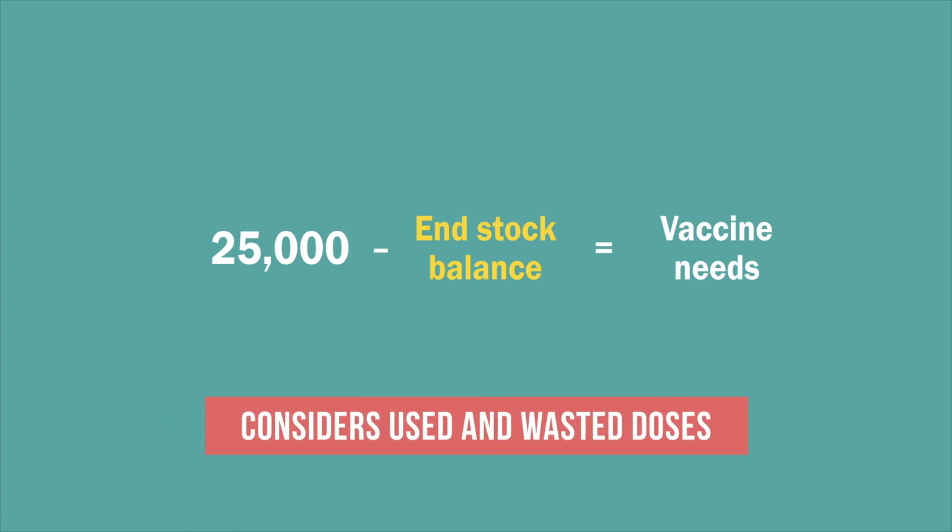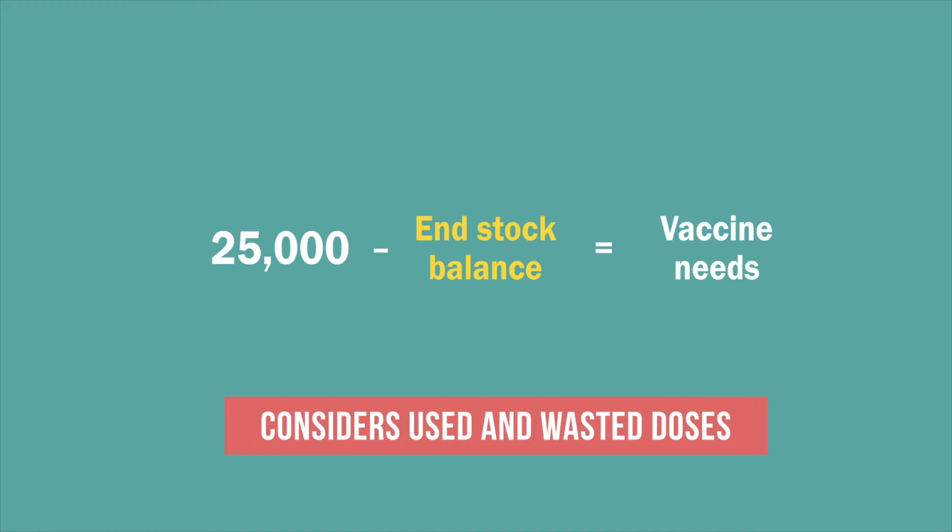The end stock balance considers all the doses that were used during the period, as well as any wasted doses that were lost, broken, or discarded due to freezing, high temperatures, or expiration. Since this method considers wasted doses from the previous period, there is no need to include the wastage multiplication factor.